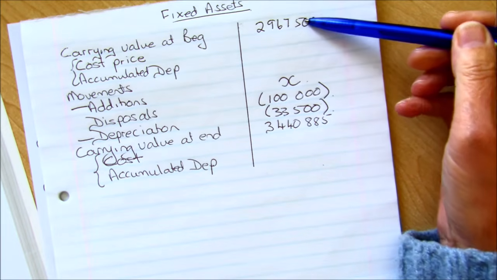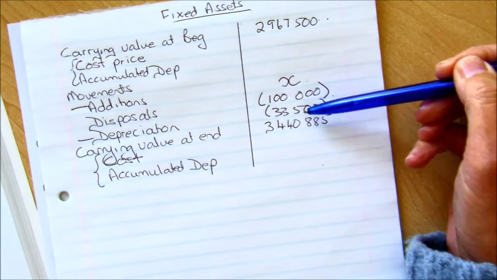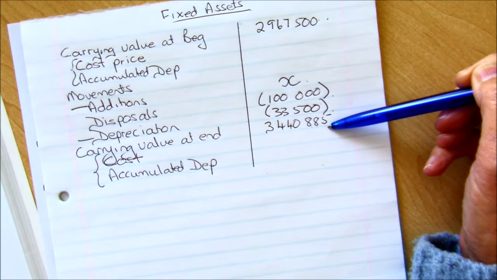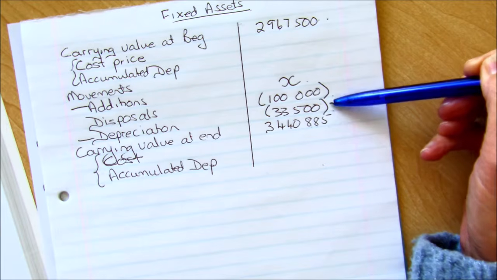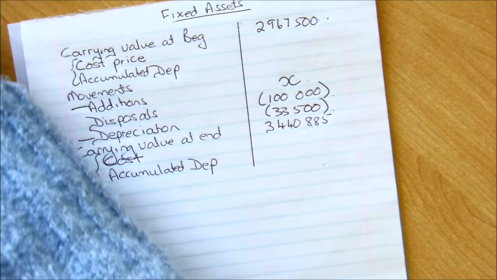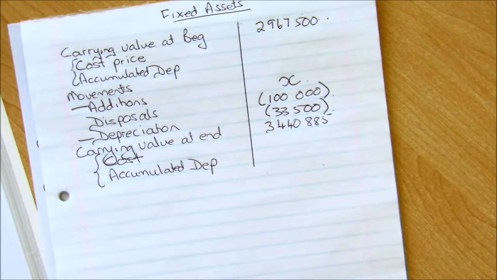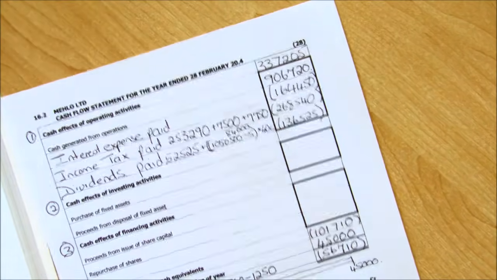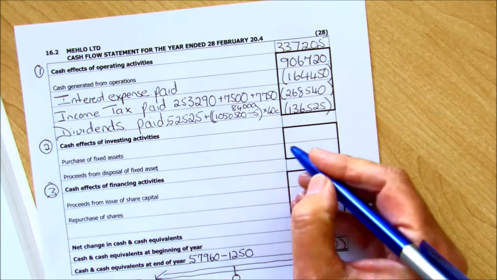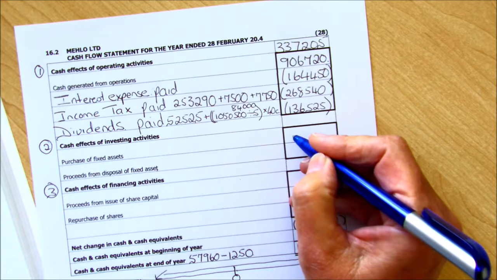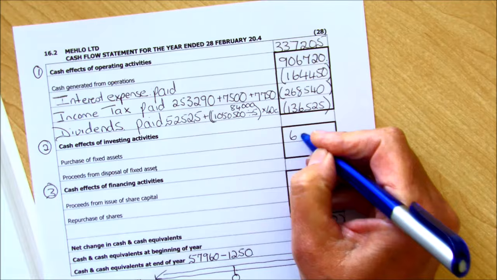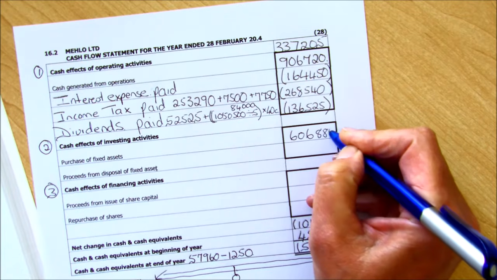So either go 2.9 minus that, and then minus the answer from that, or work backwards, start with the last figure. And if you're starting with that, then you'd plus that, and minus away from that. And so that means that I have bought fixed assets, and so into my actual cash flow, the purchase of fixed assets then, which is a calculation that you have to do, is 606,885.